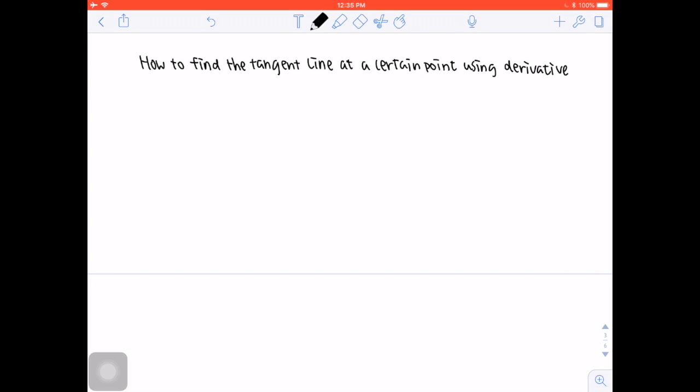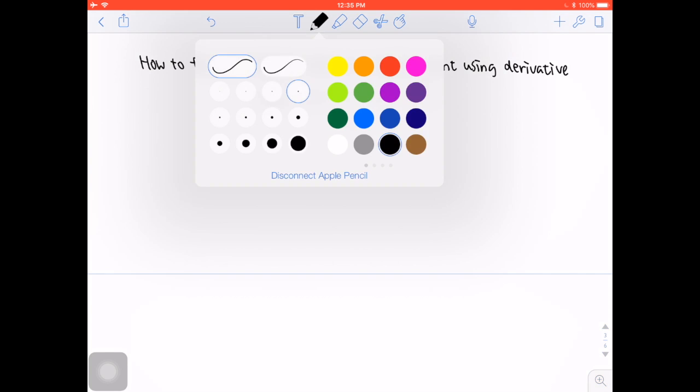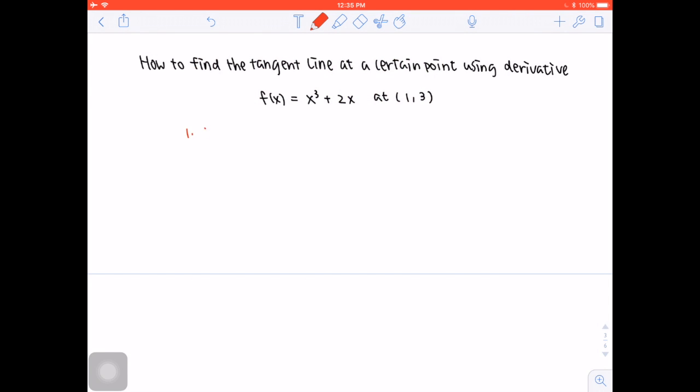And here's an example of how to find the tangent line at a certain point using the derivative. When you have the function f of x equals x cubed plus 2x at point (1, 3), there are basically 3 steps that you can take in order to find the tangent line. The first step is to take the derivative of the original function. So you get f prime of x equals 3x squared plus 2.